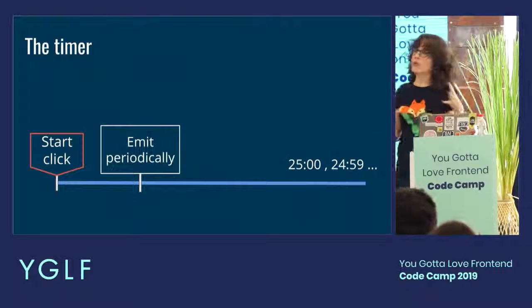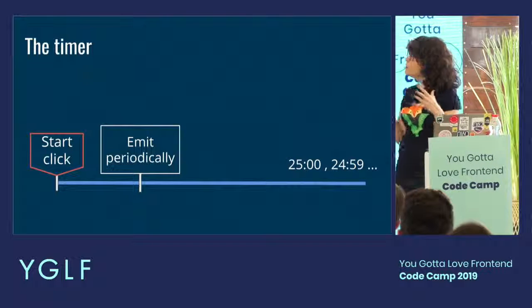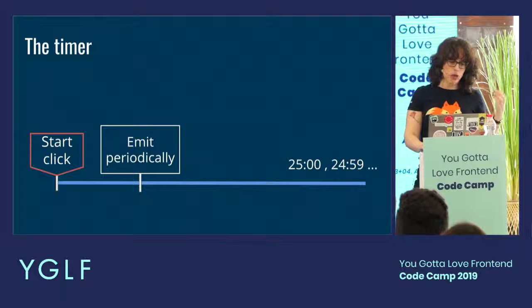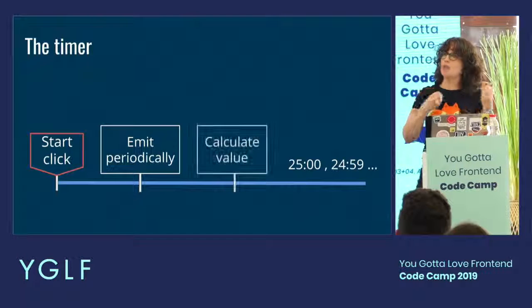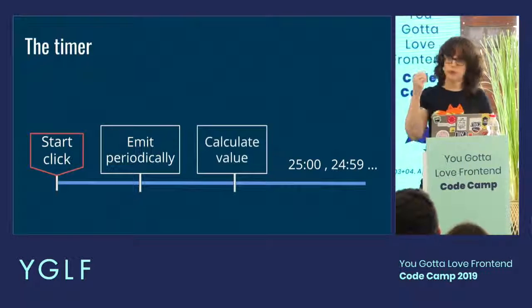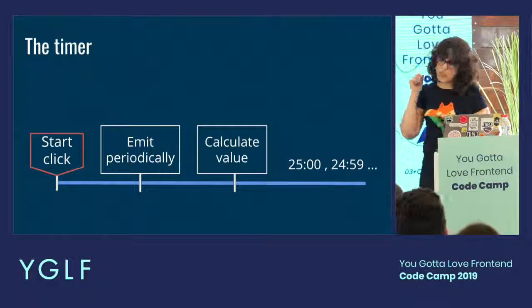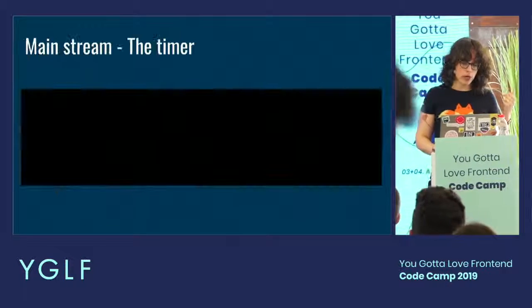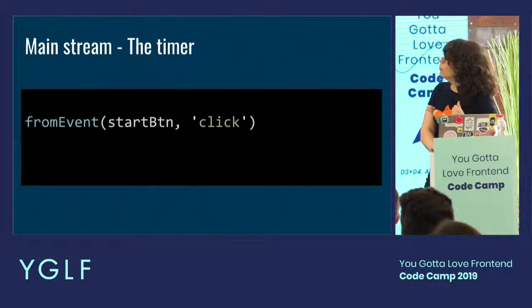And then I also want to go from this mouse event that we saw before, or mouse value, to calculate the value that represents how much time is left on my timer. So let's see this in code. And again, we're starting with this from event that we saw before.